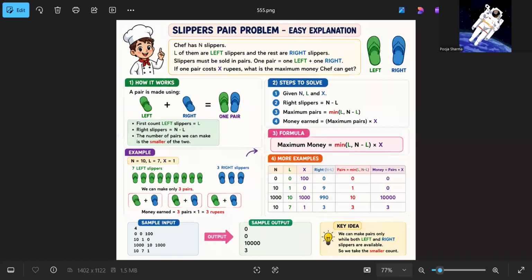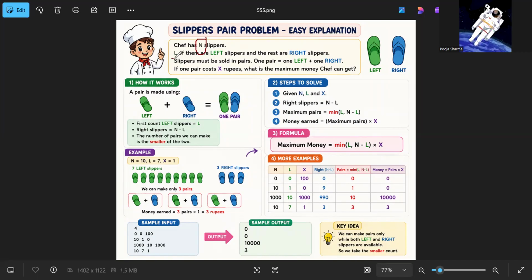Good morning. Today we are going to talk about this problem named slippers pair problem. Now, what is this problem? In this problem, chef has n slippers, right? So there are n slippers the chef is having.